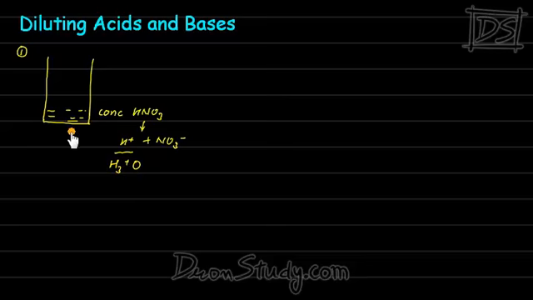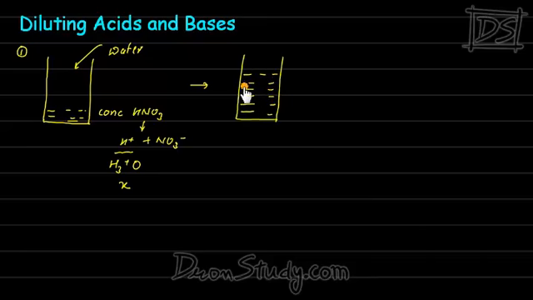Now suppose this is a concentrated solution. This concentrated solution contains X number of hydronium ions. No problem. Now we put water into this and as a result it becomes diluted. Now see students, what is the situation here? The amount of solution becomes more. As we have put water, the volume of solution becomes more. Now as the water is more, it becomes dilute HNO3.